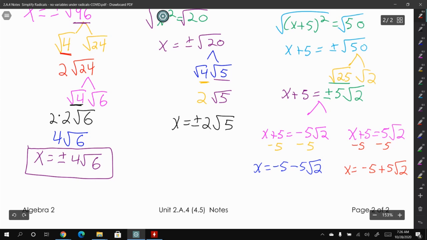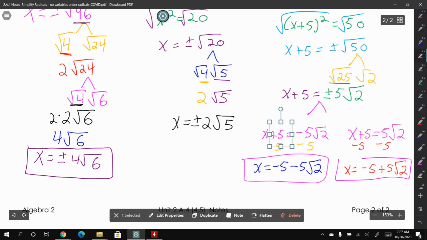So that one was a little bit more involved because we had that x plus 5 in parentheses, which was squared. So our answers look incredibly ugly right here. But that is as far as we need to go. You won't see many like that, but it's good to know how to handle that.